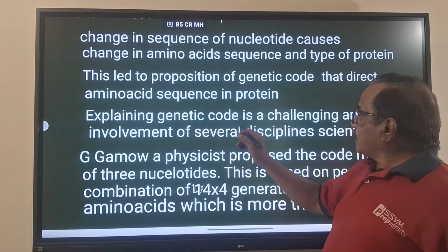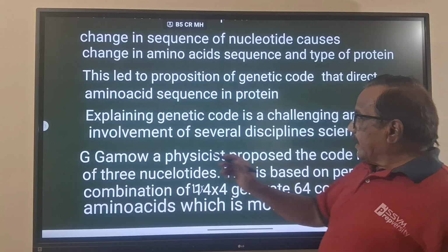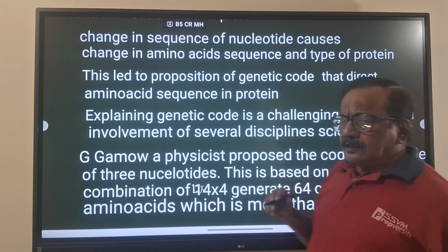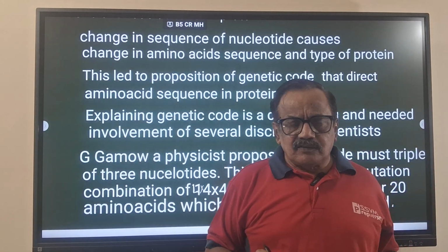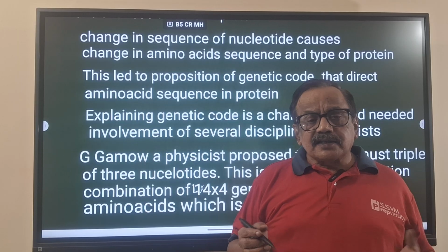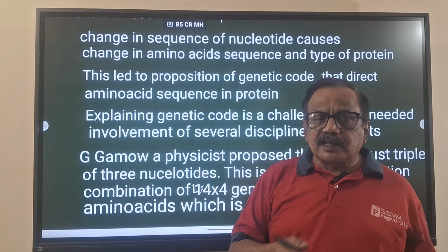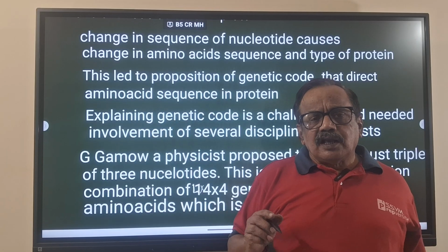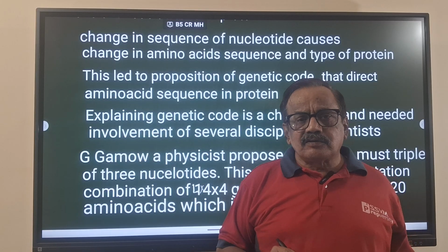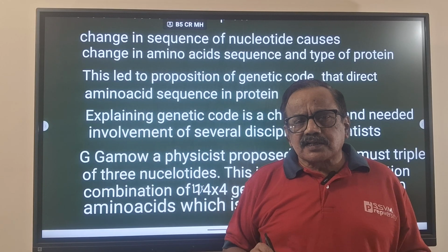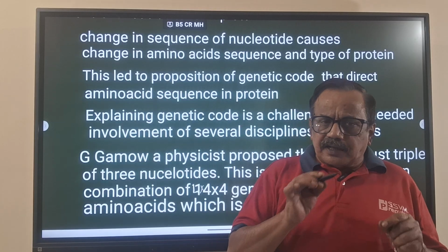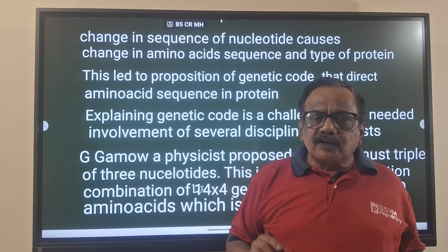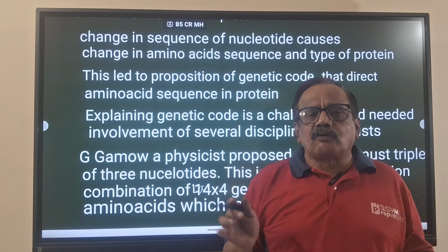Explaining the genetic code is a challenge and needed the involvement of scientists from several disciplines, not only biologists. Organic chemists, geneticists, and physicists were all involved to find out how the amino acids understand the code in the mRNA. They wanted to form a code, and that is the genetic code.